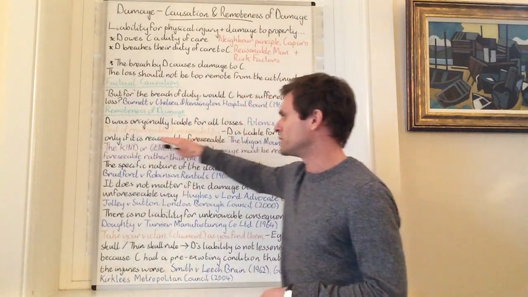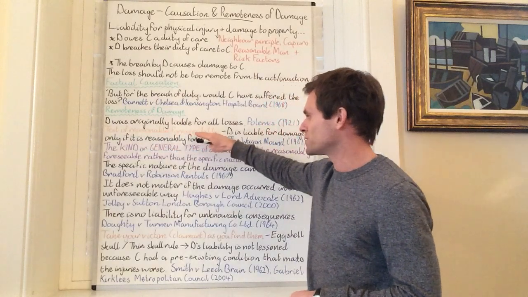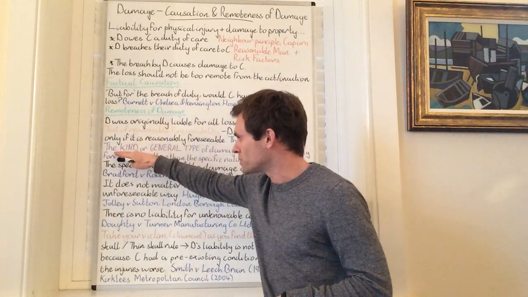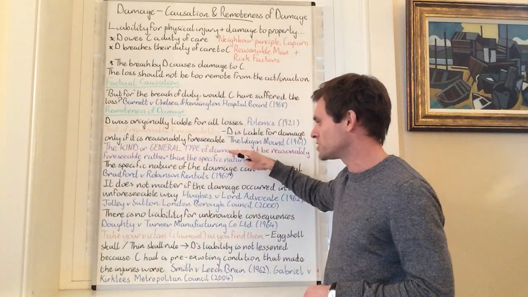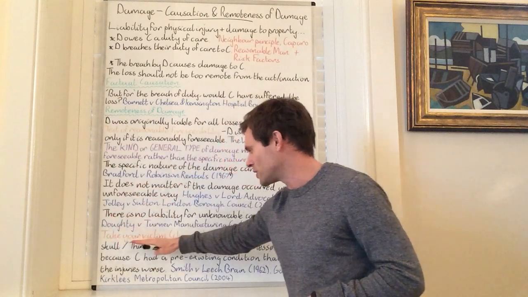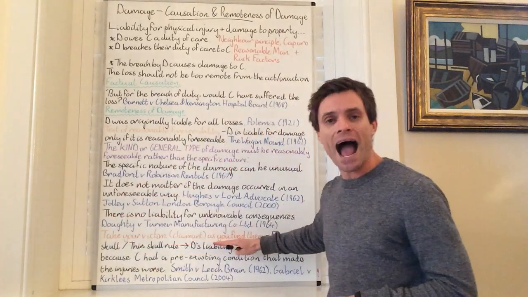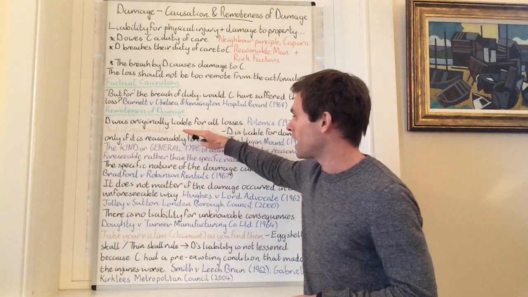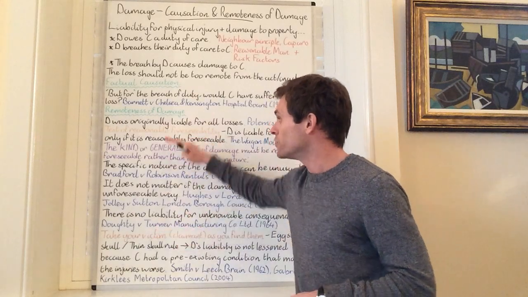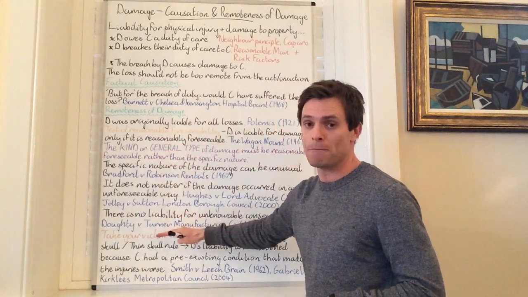these three key principles. Test of reasonable foreseeability, then we're going to go to the kind or general type of damage, and then we're going to look at taking your victim or indeed claimant as you find them. So I'm just going to highlight these three key points that you will do well to remember.